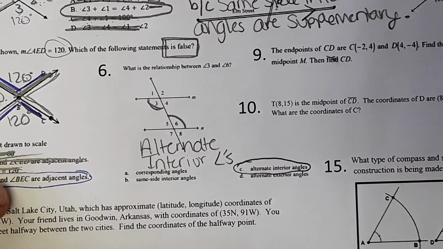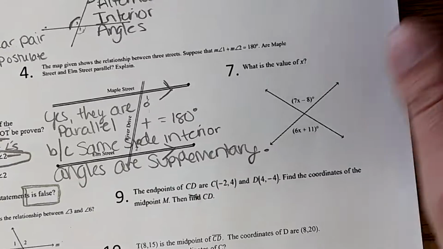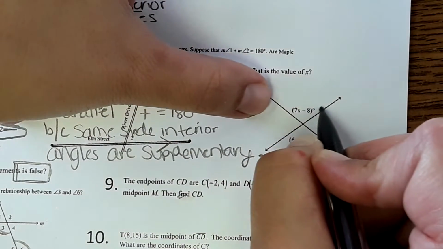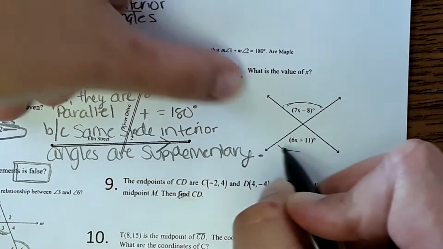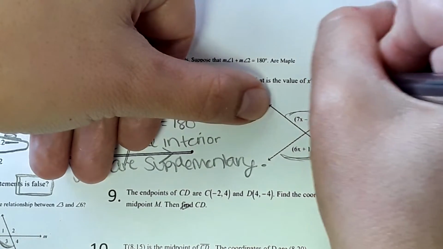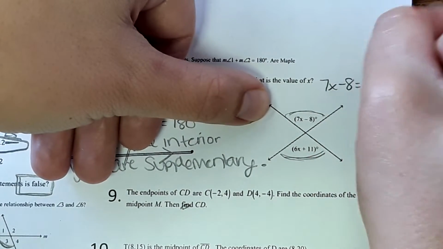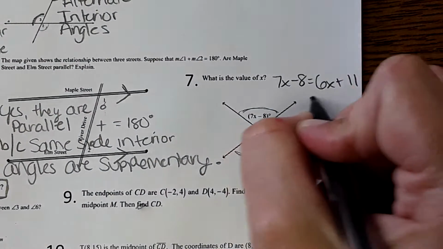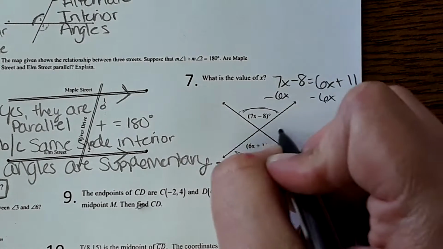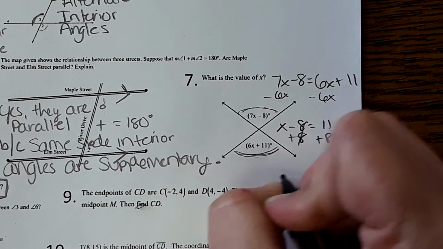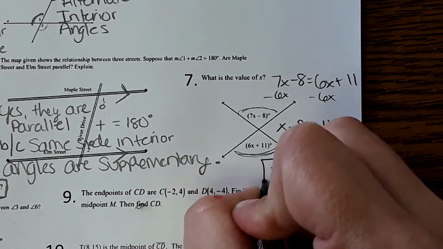Okay, then 7 over here. What is the value of x? Well, I keep assigning this on Khan Academy too because I've been expecting it. These are vertical angles, they're equal, so just set them equal. And I get x equals 19.